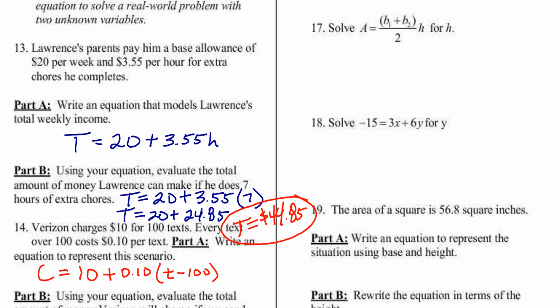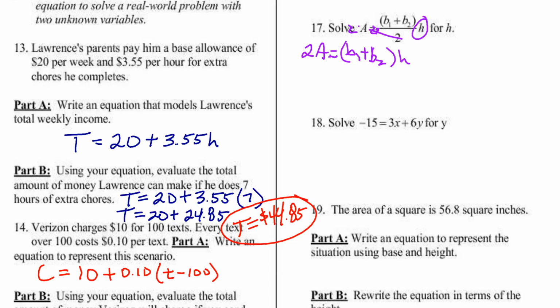17, solve the following formula for h. So that means we're going to get h by itself. I'm going to start by getting rid of this 2, multiply both sides by 2 because that's how we get rid of the bottom of a fraction. So 2a is equal to b1 plus b2. Don't really know what letter that was, so we'll do that again. b2, and we still have times h.